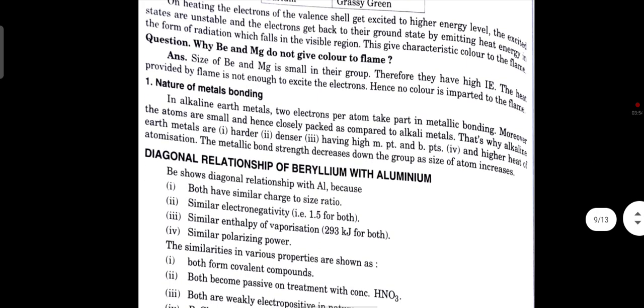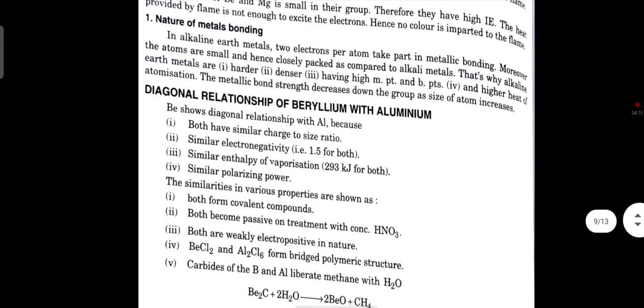Now the question arises: why do beryllium and magnesium not show coloration to the flame? The sizes of beryllium and magnesium are very small in the group, therefore they have high ionization energy. The heat provided by the flame is not enough to excite the electrons, hence no color is imparted to the flame.